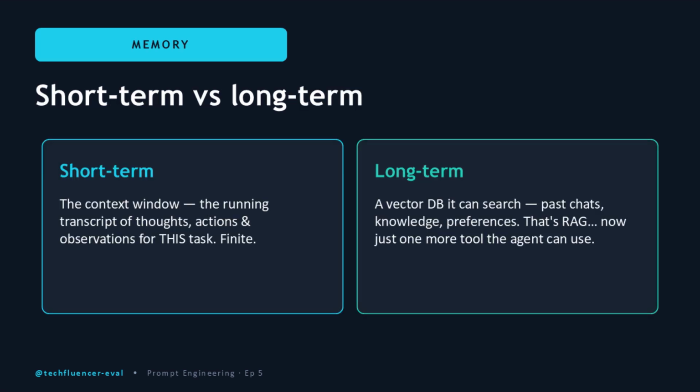Next, memory. Because a goldfish can't finish a long task. Short-term memory is the context window, the running transcript of thoughts, actions, and observations for the current job. But context is finite. So for anything that must persist, past conversations, a knowledge base, user preferences, agents use long-term memory, usually a vector database they can search. And if that rings a bell, it should. That's RAG from last episode. In an agent, retrieval simply becomes one more tool the brain can choose to use. The pieces are starting to connect.